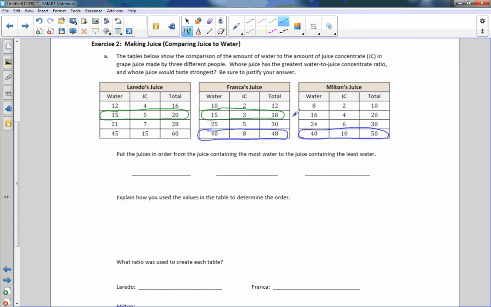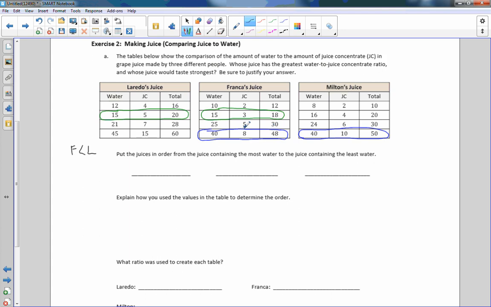Okay. So if we look at that, we can see right now that if I have 5 parts of juice for 15 parts of water, that is more juice than 3 to this. So Laredo has more than Francesca. So I would say Francesca has less than Laredo. Just from this, if they both have the same amount of water, and Laredo has more juice, then Laredo has more juice in his mix. So it's greater than Francesca's.